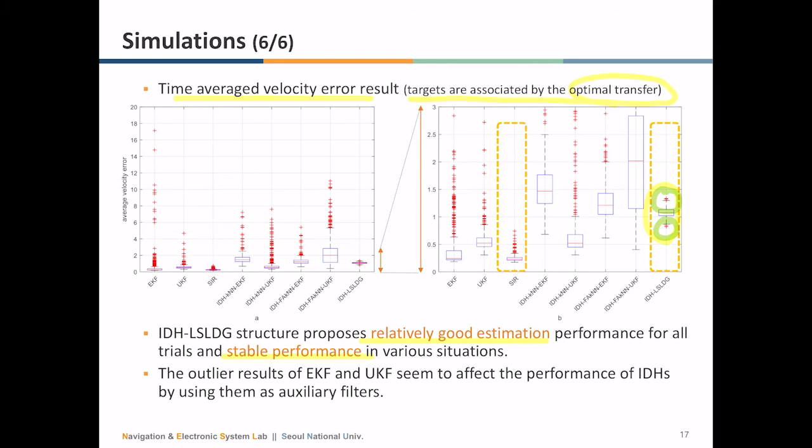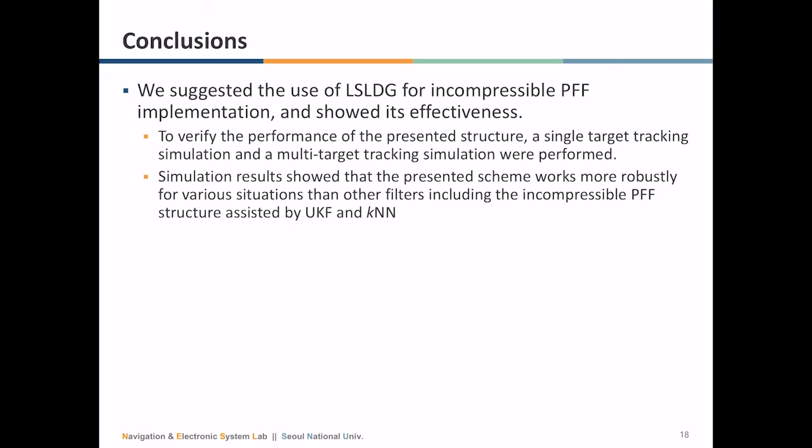In this study, we applied the LSLDG to estimate the log prior density gradient for an incompressible particle flow filtering. To verify the performance of the presented structure, we performed a single target tracking simulation and a multi-target tracking simulation. Simulation results showed that the presented scheme works more robustly for various situations than other filters, including the incompressible particle flow filtering structure assisted by UKF and KNN.